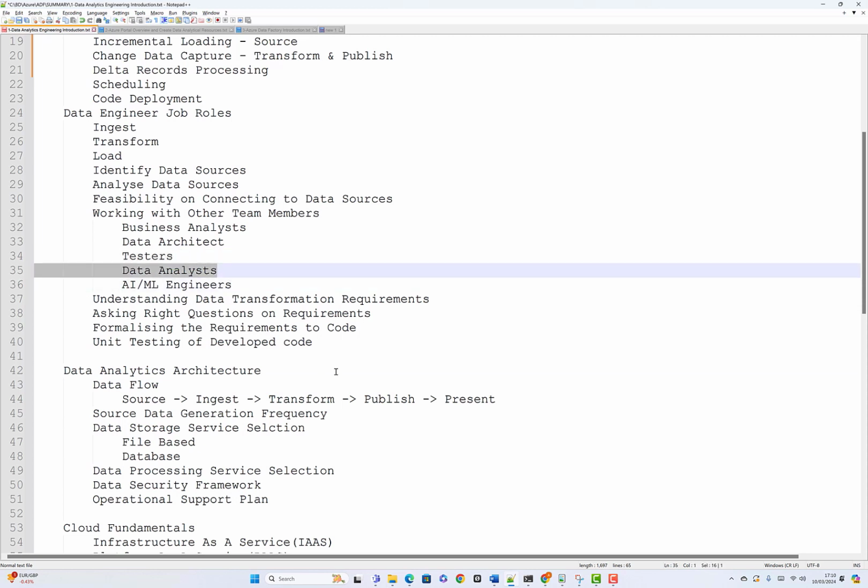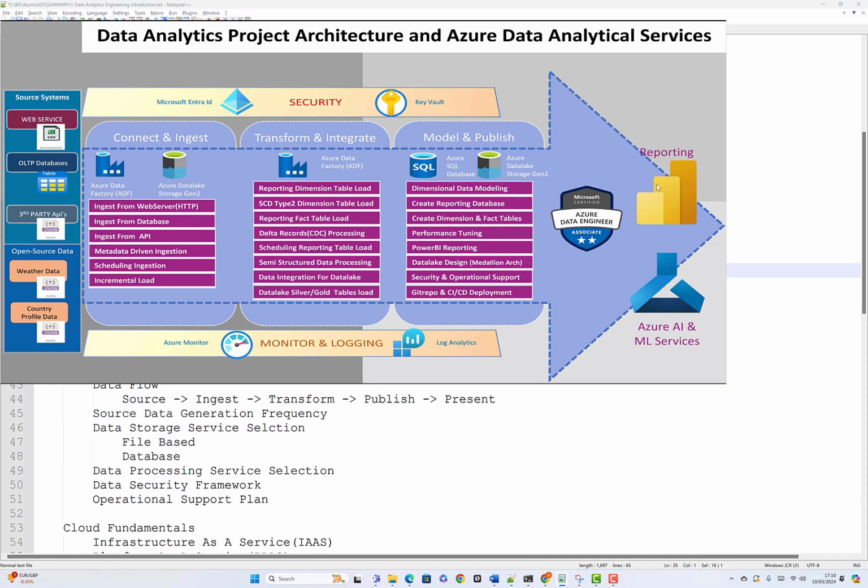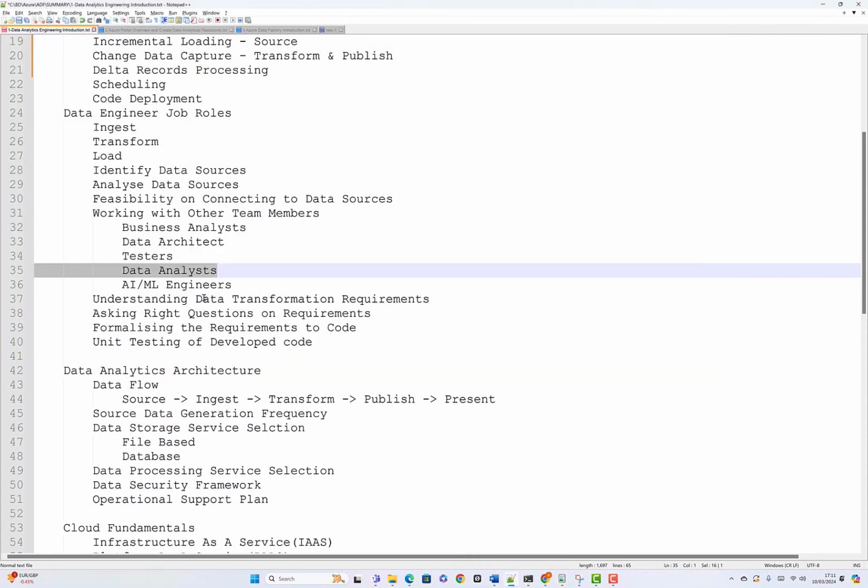They are the immediate users of our data. For example, building the reporting platform on top of the data that we populate in the data analytical platform. The data analysts will work on top of the data that we are building in the final layer in the data analytics platform. And AI ML engineers, obviously that is the new type of colleagues that we end up working with.